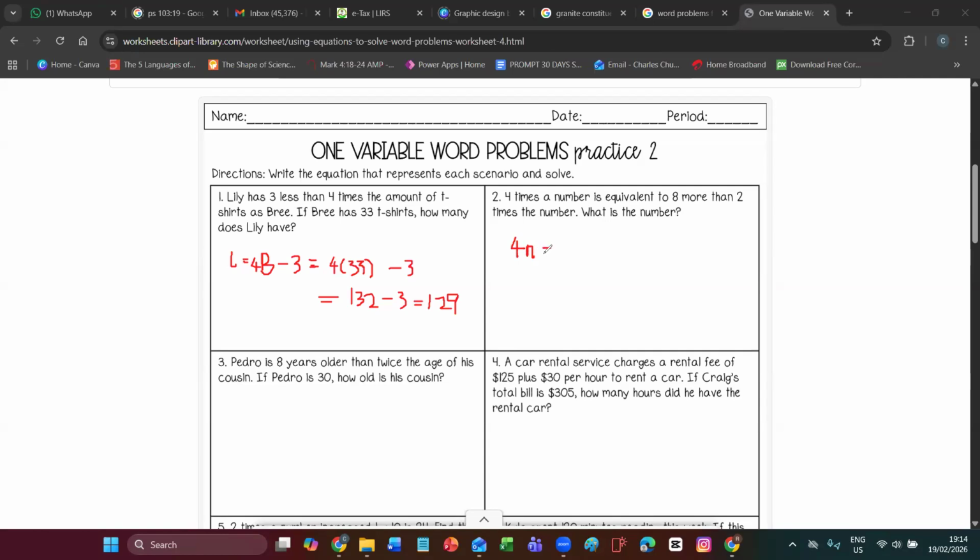equivalent to, which is just as good as equals, 8 more than. Now notice that they didn't say 8 times more than, they just said 8 more than. So in that case, it's just going to be addition. 8 plus, sorry, my addition looks like a t, so let me write it well. It's plus I meant to write. So 8 more than 2 times the number.